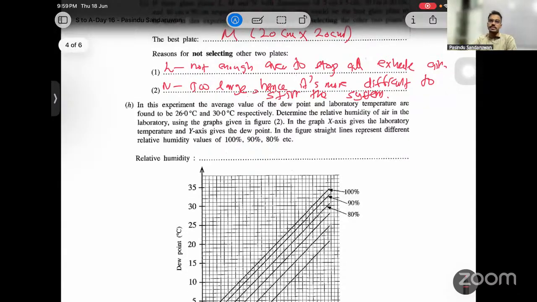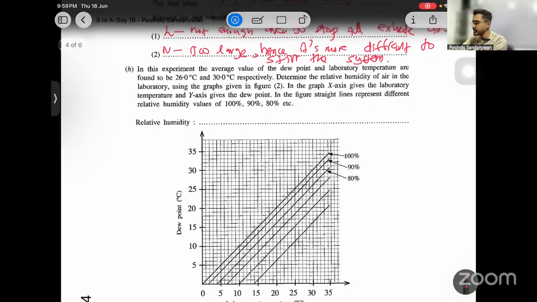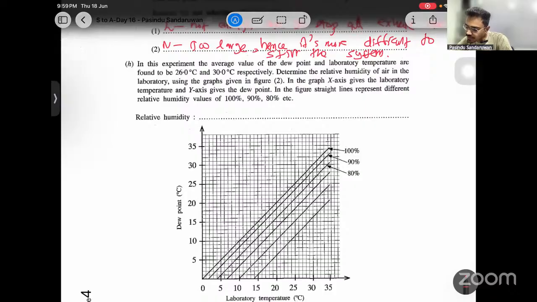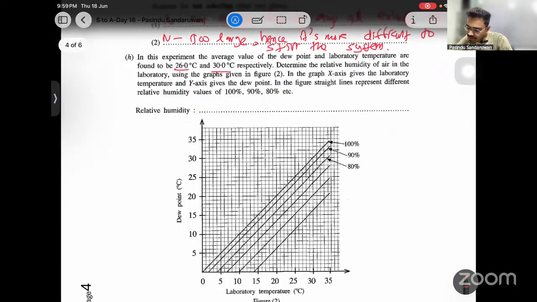Because in the experiment we discussed about the size as well. In the seminar also I discussed about the size. Now the dimensions are given. H. In the experiment, the average values of the dew point and laboratory temperature are found to be 26 and 30 respectively. Determine the relative humidity of air in the laboratory using the graphs given in figure 2. In the graph, the x-axis gives the laboratory temperature and the y-axis gives the dew point. In the figure, straight lines represent the different relative humidity values of 100, 90 and 80, etc.